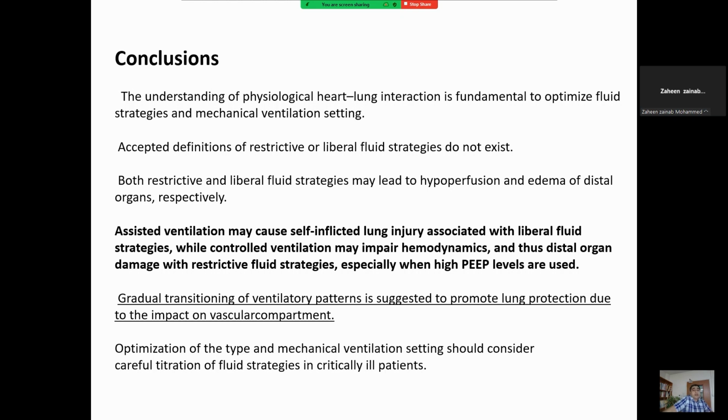A gradual transition of ventilatory patterns is suggested to promote lung protection due to the impact on the vascular compartment. Optimizing the type of mechanical ventilation setting should consider careful titration of fluid strategy in critically ill patients.